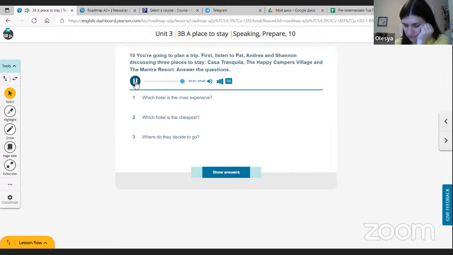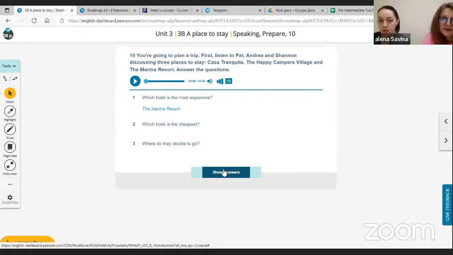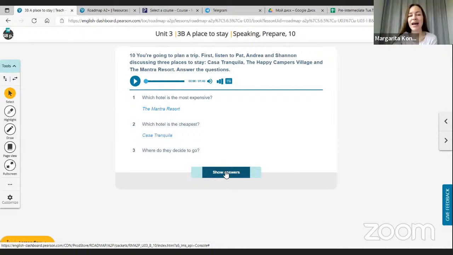I'll book it now. Okay, it was not an easy choice for them, right? Okay, which hotel is the most expensive? Mantra Resort. Yes, exactly. Very good. And which hotel is the cheapest? Casa Tranquilla. Yeah, Tranquilla. And where do they, in the end, decide to go? The Happy Campers Village. Yes, and why?